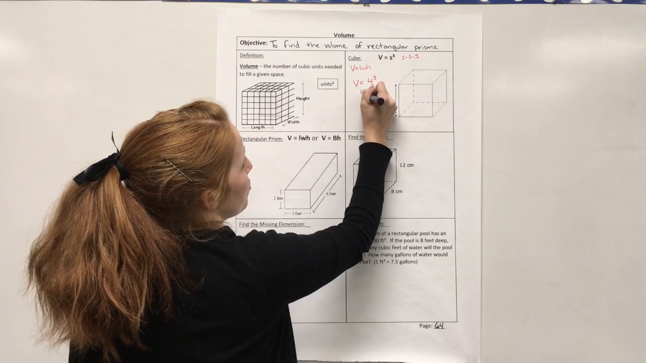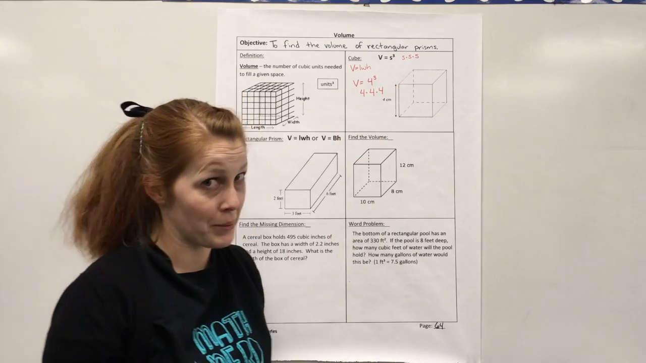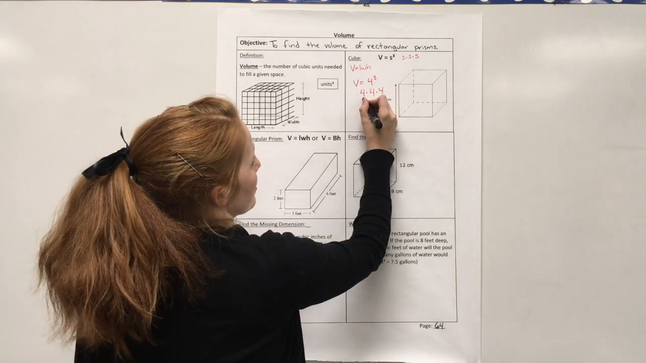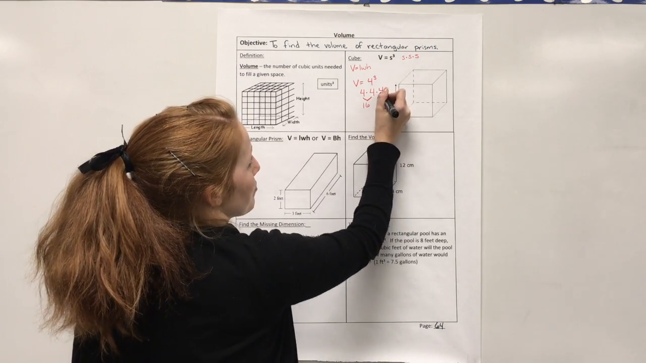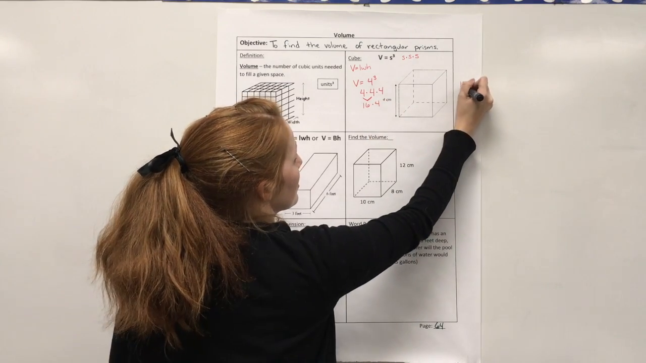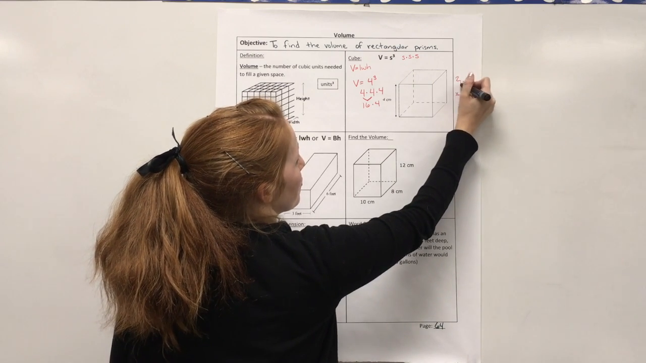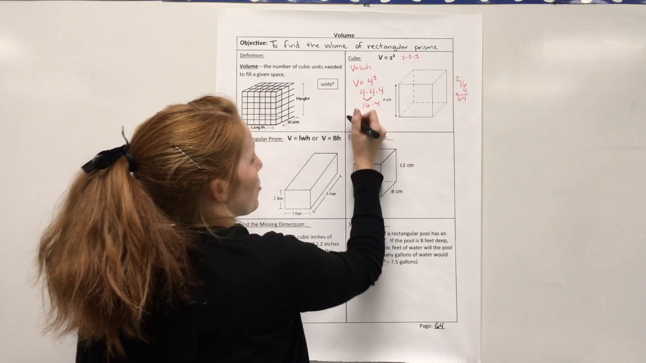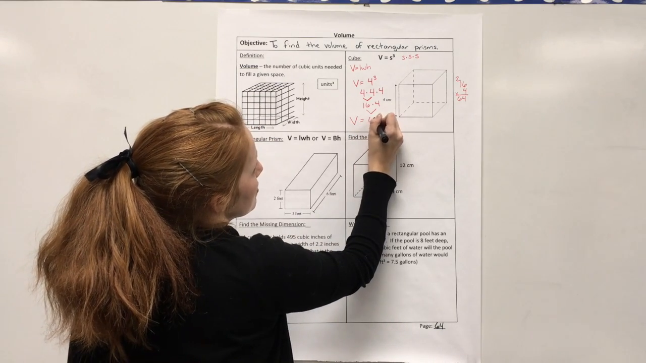And remember, that means 4 times 4 times 4. It does not mean 4 times 3. Now, when I solve this, I can do the first two. 4 times 4 is 16. And then I would bring down this other 4. 16 times 4, well, let's see. That's 24. That's 4, 5, 6. So the volume would equal 64.